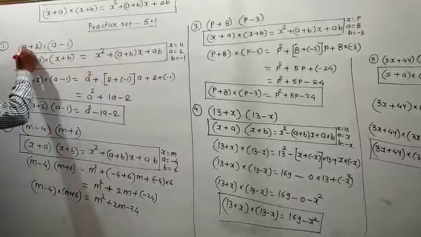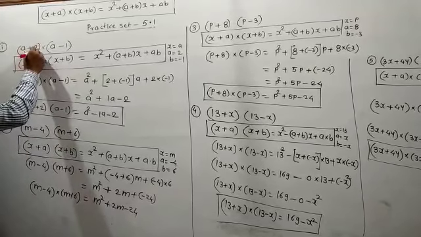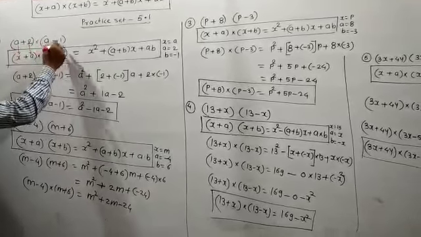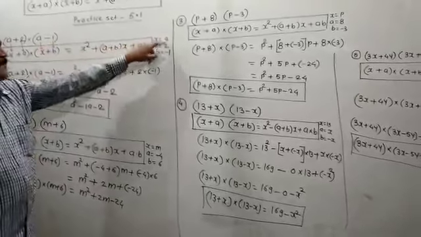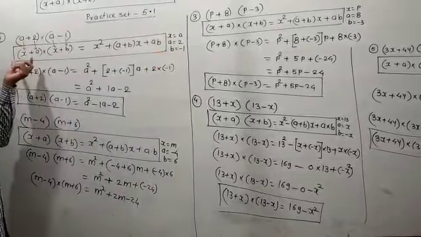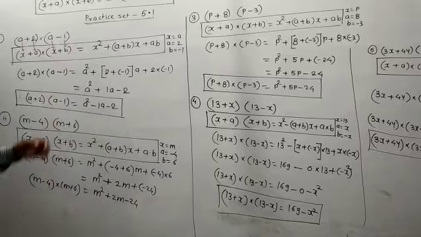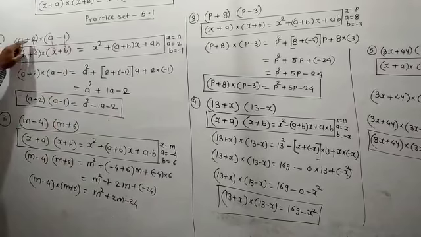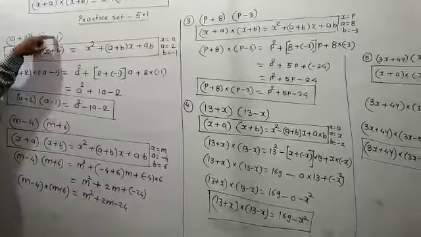Here, what do you have to take as x? x is equal to a, a is equal to 2, and b is equal to −1. So x = a, a = 2 and b = −1. You have to put these values of x, a and b in this given formula: the value of x as a, the value of a as 2, and the value of b as −1.